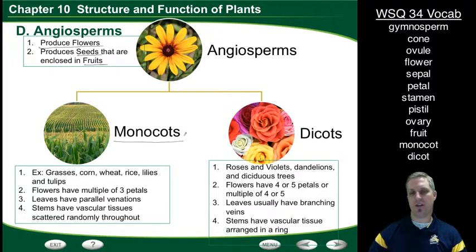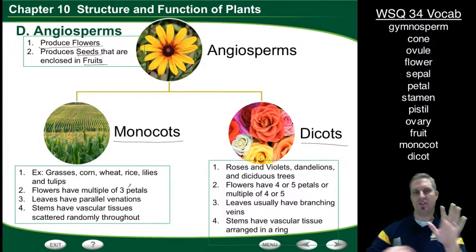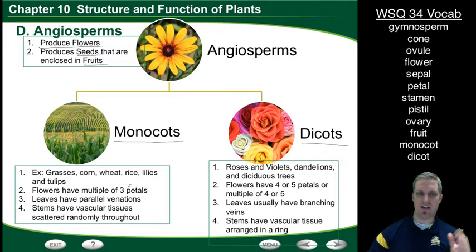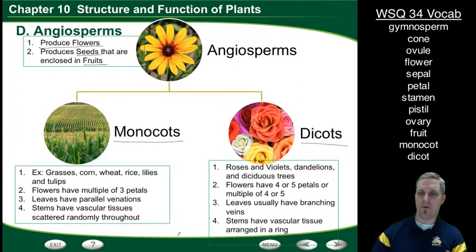Angiosperms can further be broken down into two subgroups, monocots and dicots. We've talked about this before, but I want to just quickly give you some examples. Examples of monocots would be grasses and corn, wheat, rice, lilies, tulips. Monocots have flowers that are typically multiples of 3. They have leaves that generally have parallel venation, so you'll see the veins of the leaves running in a straight line. And they have stems and vascular tissue that are scattered randomly throughout. I'll show you this in a moment.